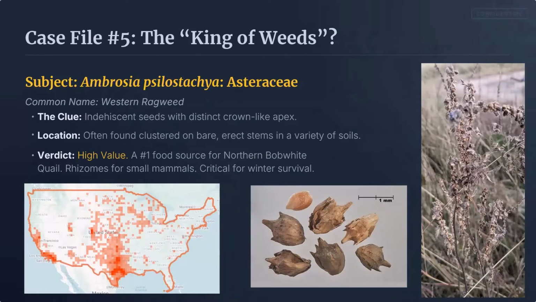And then one more I'd like to look at is the Ambrosia xylostachya, or the western ragweed. So this one's got a very unique seed that looks like it's wearing a jagged crown of thorns on the top of it. So that's a very unique seed. It's a very desirable seed for northern bobwhite quail. It's one of their top things that they look for in the winter time.